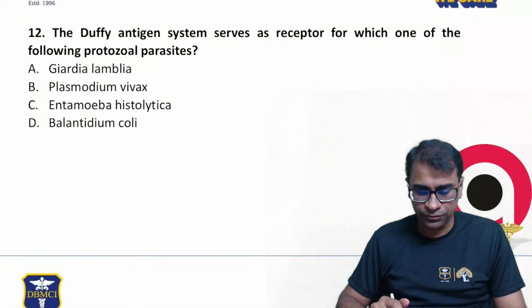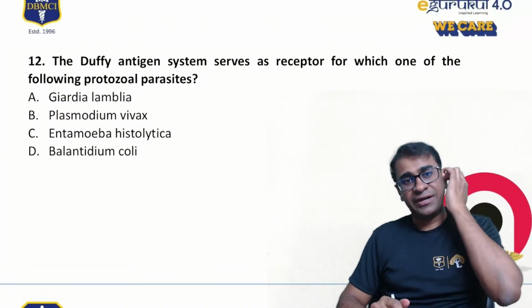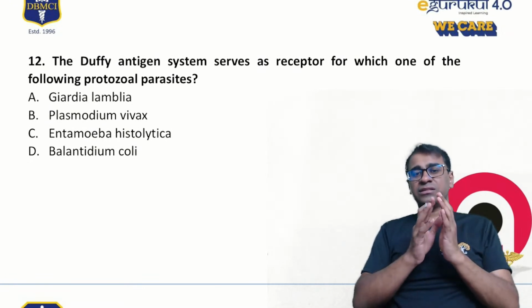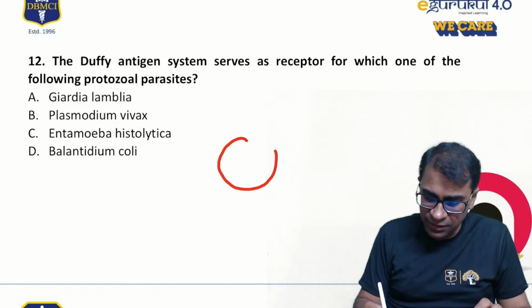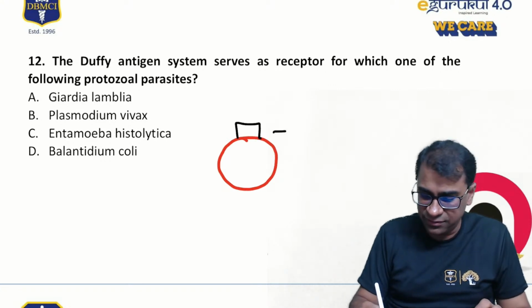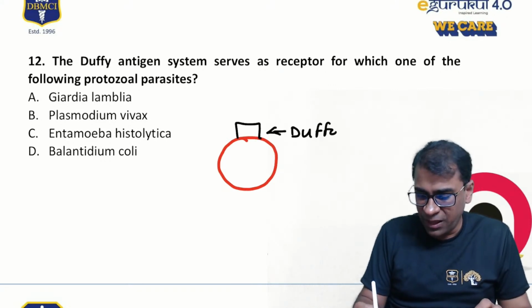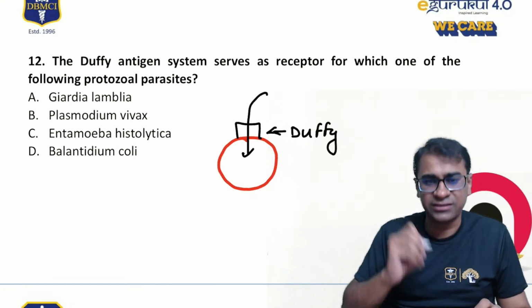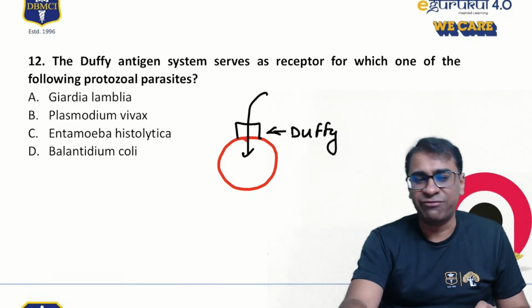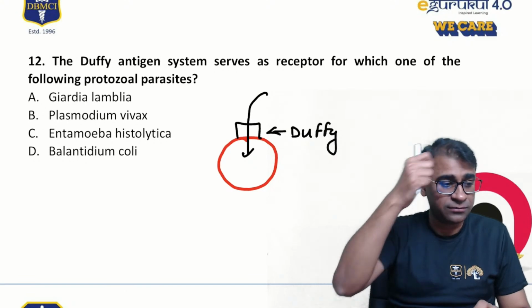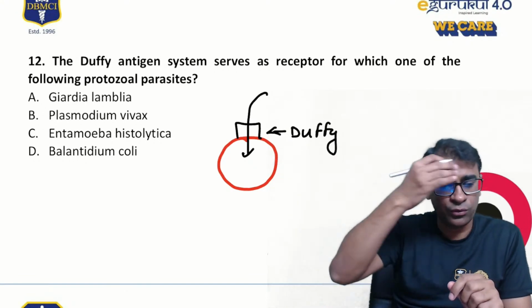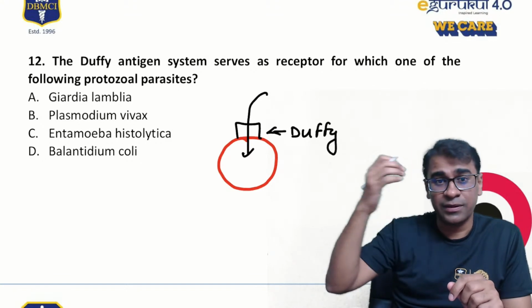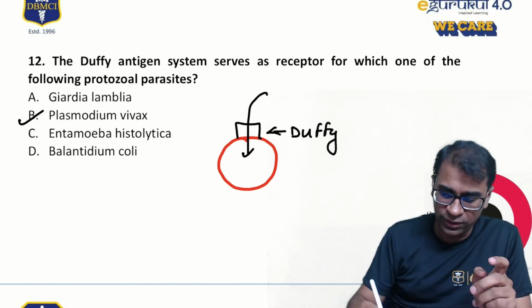Okay, tell me, Duffy antigen system serves as a receptor for which of the following parasites? So in the RBC there's something called Duffy, right? Duffy. And via Duffy, what enters? Tell me. Yes, the answer is Plasmodium vivax.